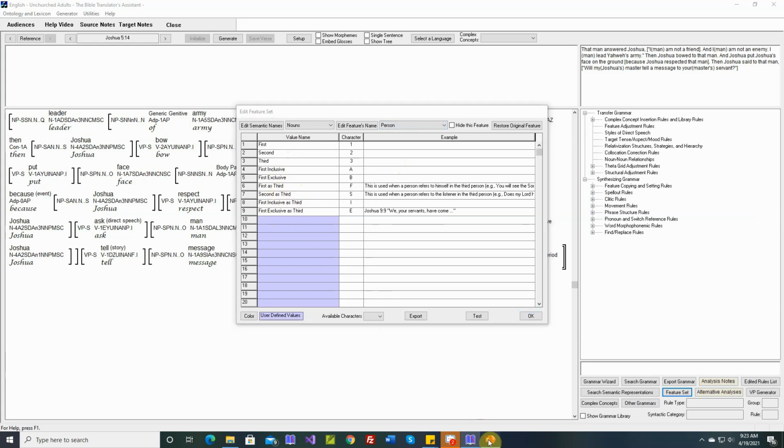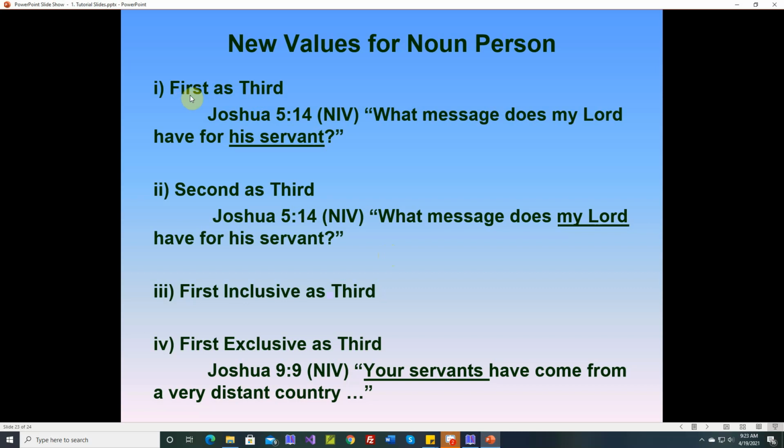For example, let's look over here. First is third. That's when the speaker refers to himself in the third person. For example, occasionally Jesus says something like, "You will see the Son of Man coming in the clouds." He's referring to himself, the Son of Man, in the third person.